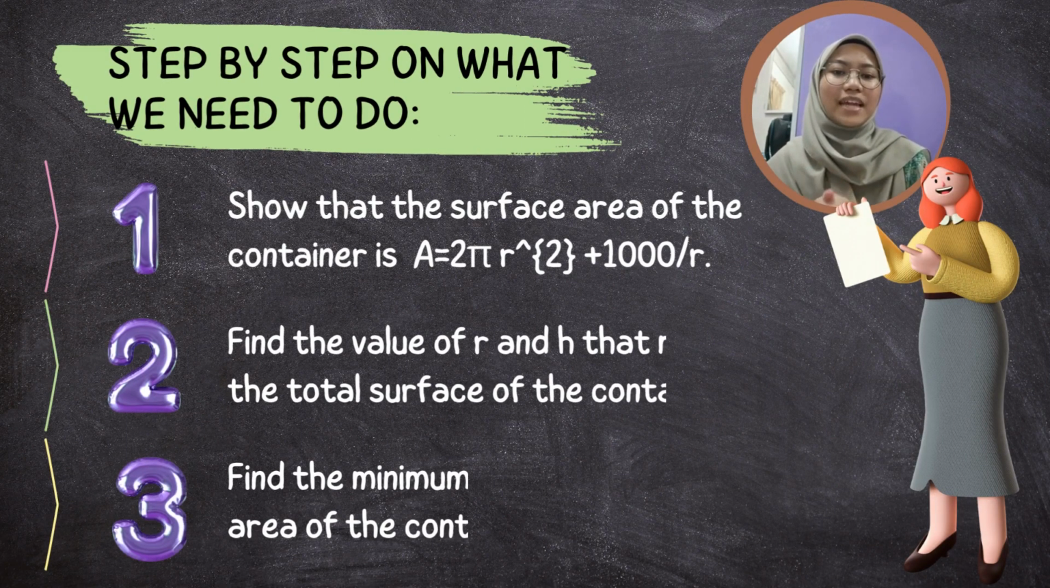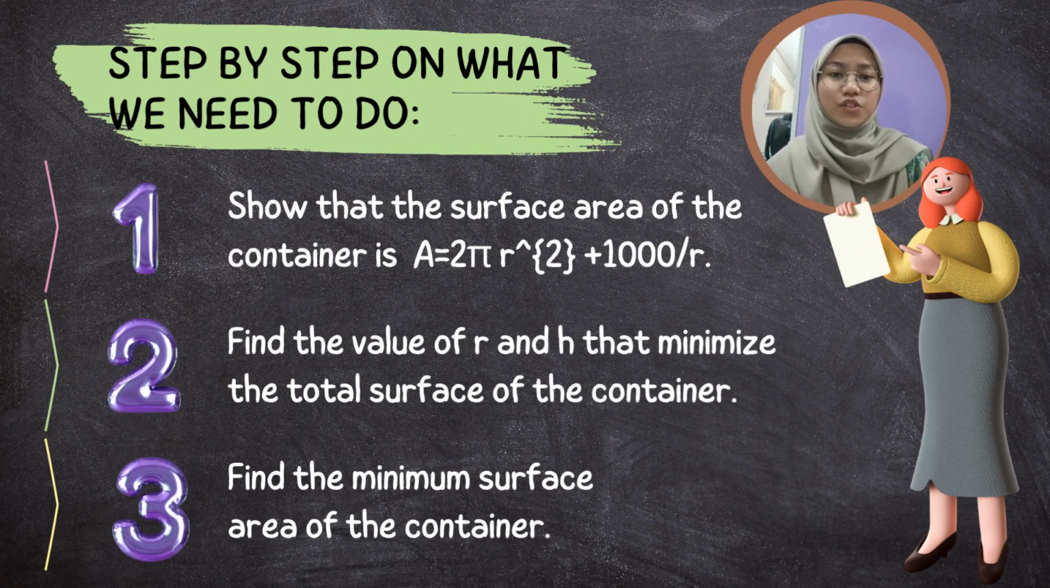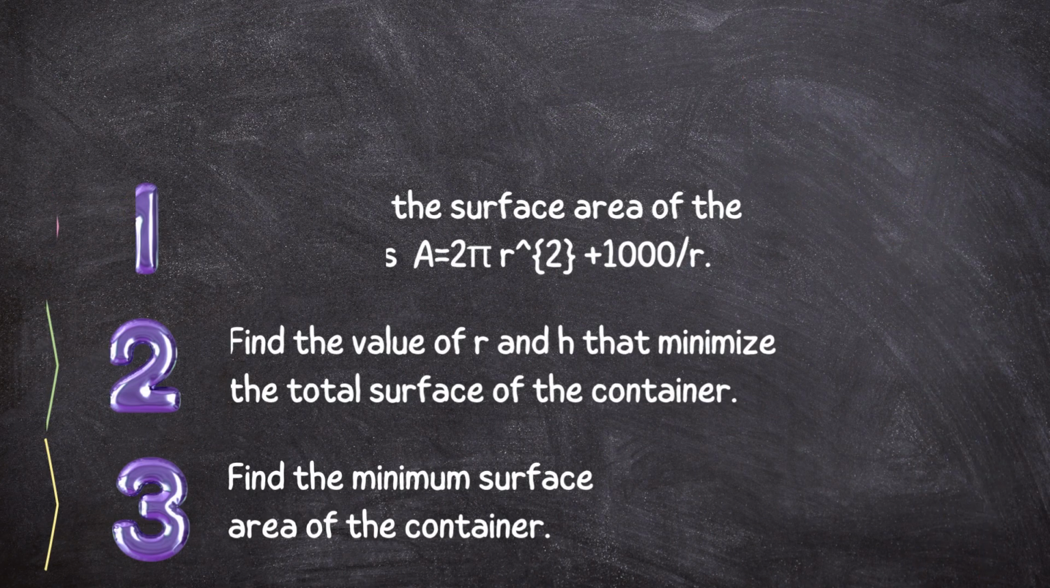Okay, before we start, let me explain first, step by step, what we need to do. The first one is we need to show that the surface area of the container is A equals 2 pi r squared plus 1000 divided by r. Next, we need to find the values of r and h that minimize the total surface area of the container. And the last one is we need to find the minimum surface area of the container.